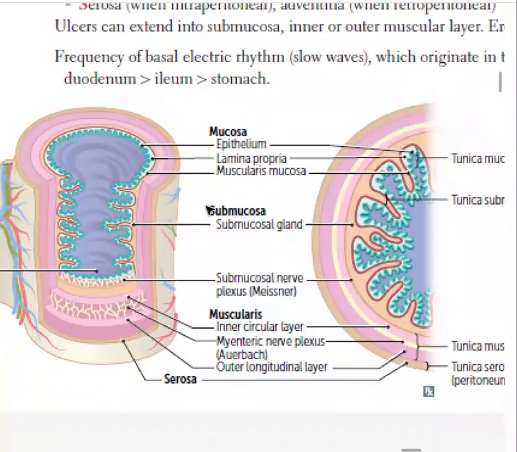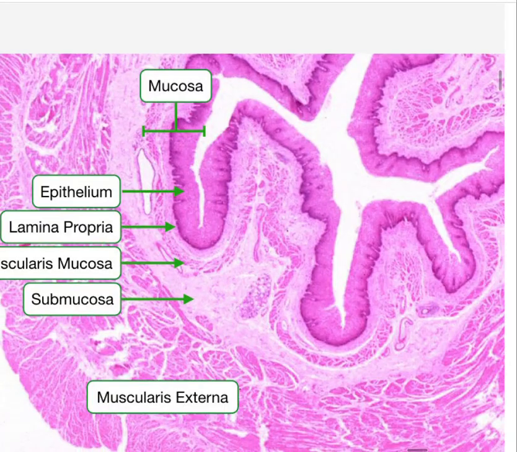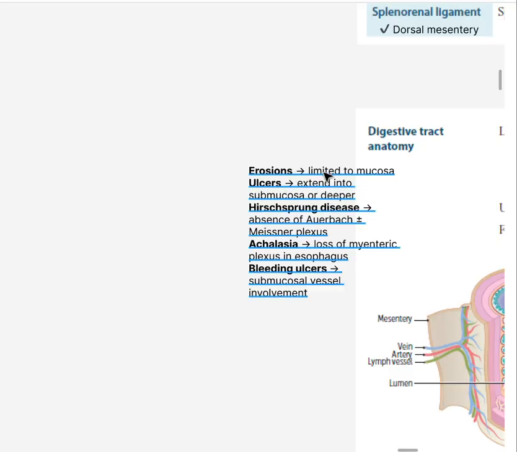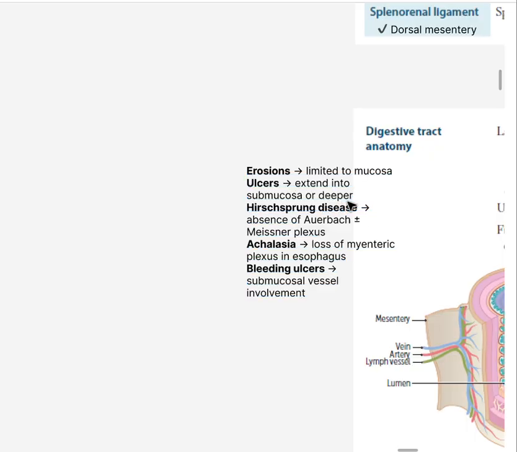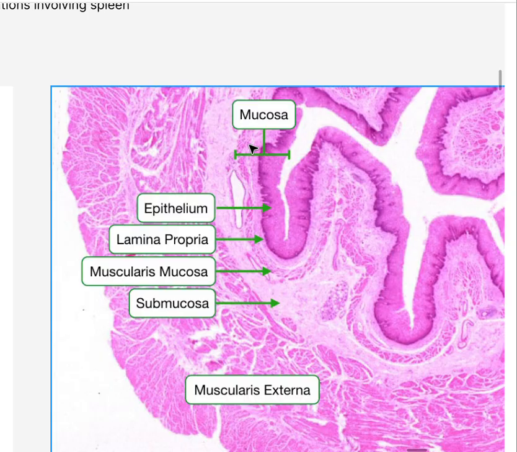Okay, so first of all, we have the mucosa, right? Now, this mucosa is the innermost layer, and it's the first to be damaged in any disease, right? So remember that any erosions are limited to mucosa, but the ulcers go deeper into submucosa, right? Just remember these two things. So any erosions will be involving the mucosa, but if there is an ulcer, it will go deeper into submucosa.